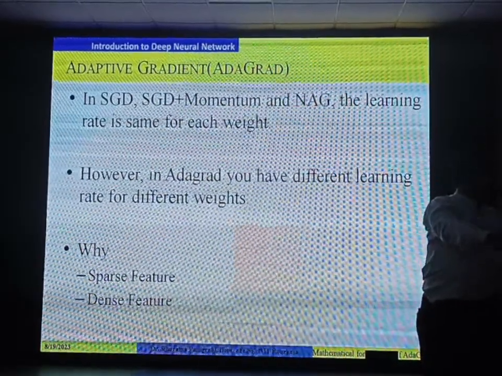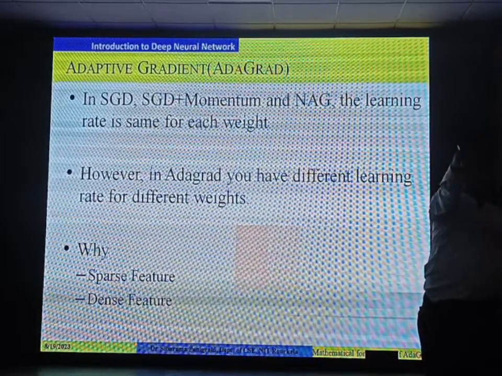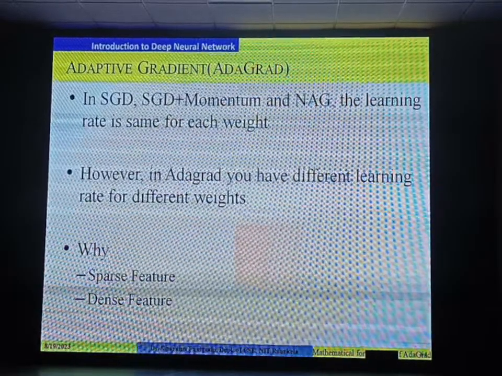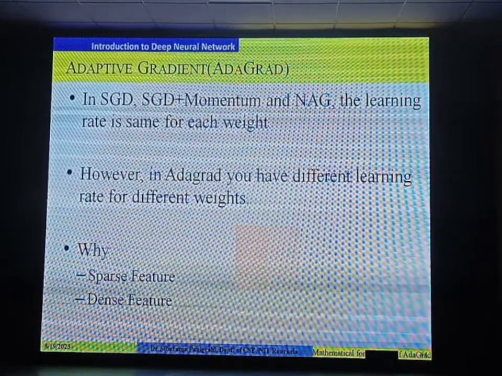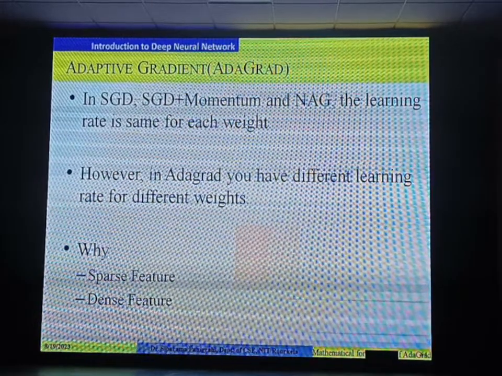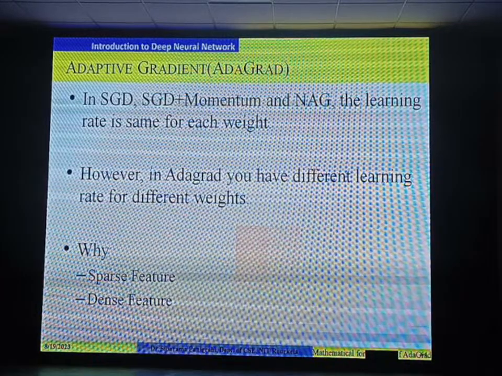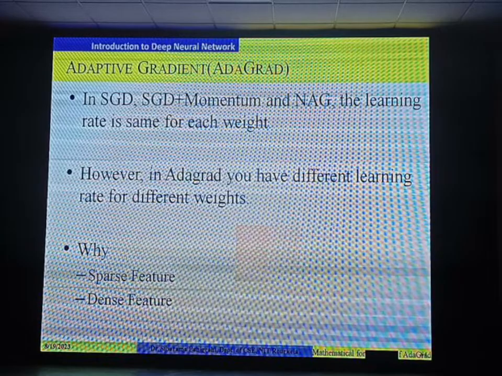Sparse feature, because not all the employees will get commission. Only a few employees will get commission. So now you see, we are setting a learning rate that is the same for all the features. That is not appropriate, because the sparse features should have a lower learning rate than the dense features.